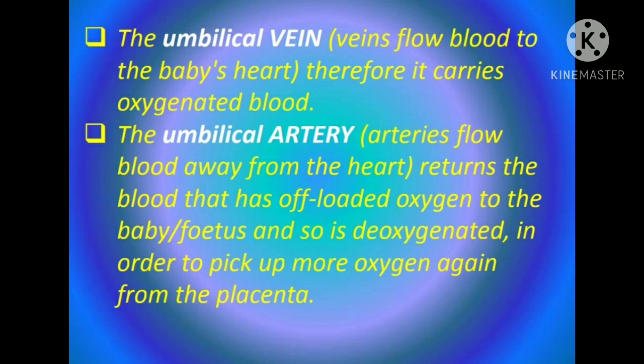The umbilical vein is the vein that flows the blood to the baby's heart. Therefore, it carries the oxygenated blood, meaning pure blood. Whereas the umbilical artery flows blood away from the heart. It returns the blood that has offloaded oxygen to the fetus, and so is deoxygenated, in order to pick up more oxygen again from the placenta. This is all about the umbilical vein and the umbilical artery.